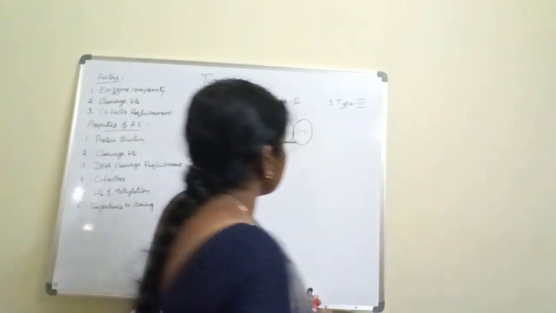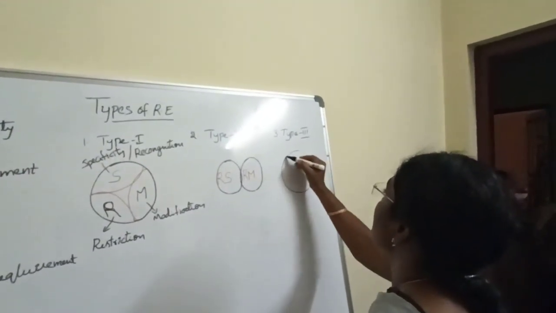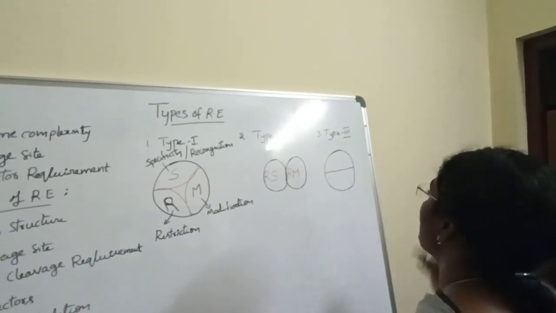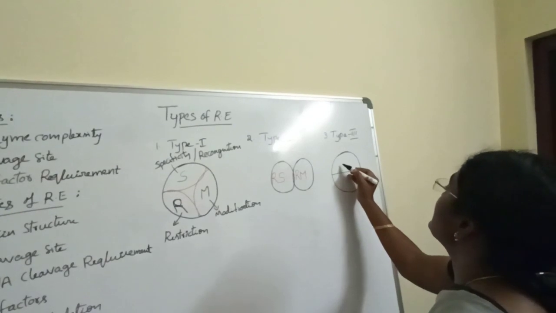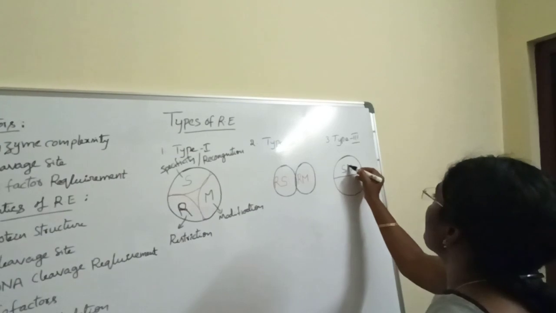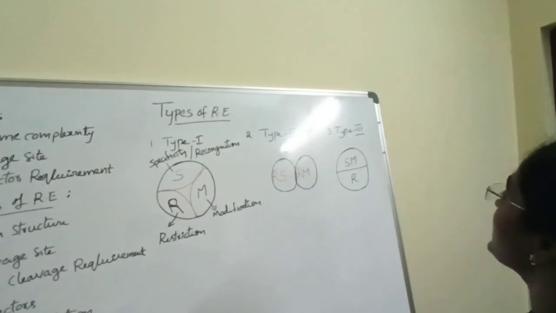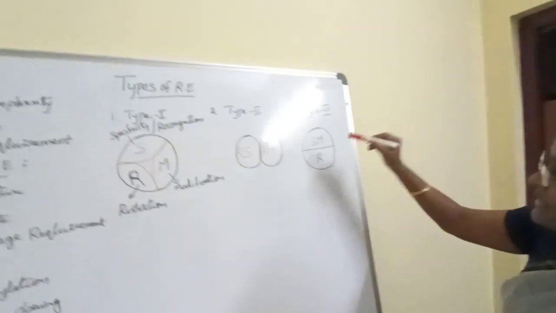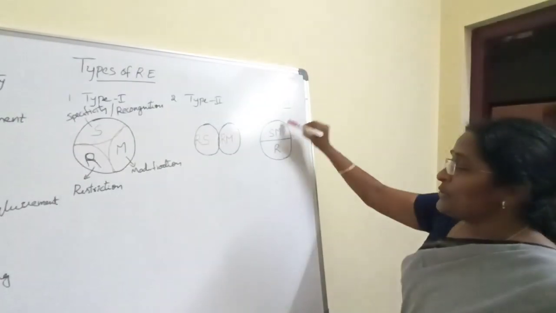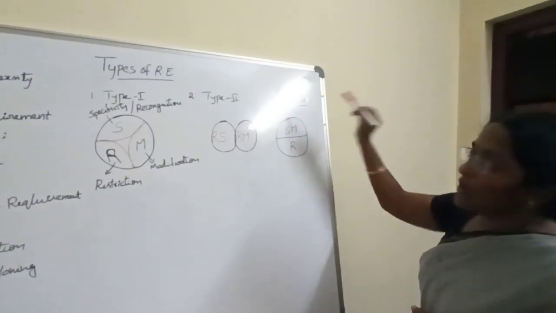And type 3 enzymes. Type 3 enzymes are similar to type 1 enzymes. This is also a multi-subunit complex. Here two subunits are present. One subunit is responsible for recognition activity and another subunit is responsible for two activities: one is specificity and another one is modification.